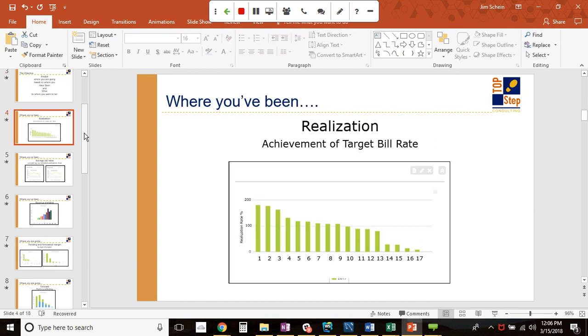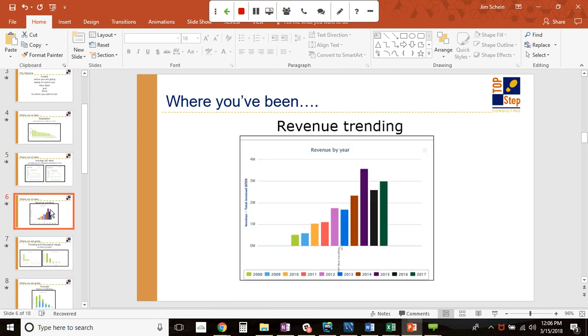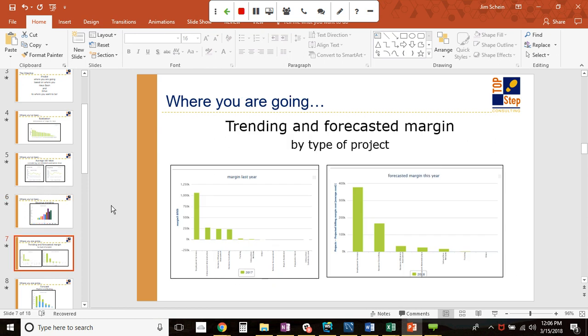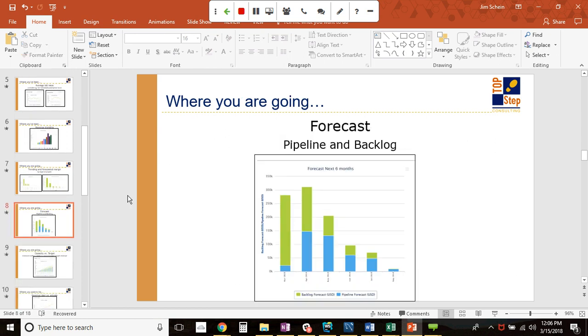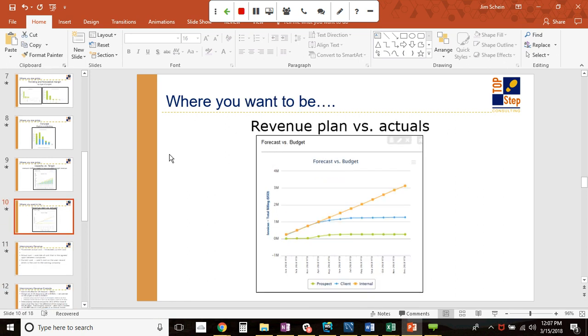So we talked a little bit about where we've been. We talked about realization, how close are we getting to our target bill rates, how are we doing in terms of our average invoicing hours rate versus our bill rate, how is our revenue trending, these types of metrics. And one in particular we're going to take a look at right now is this idea of a revenue plan versus actuals.